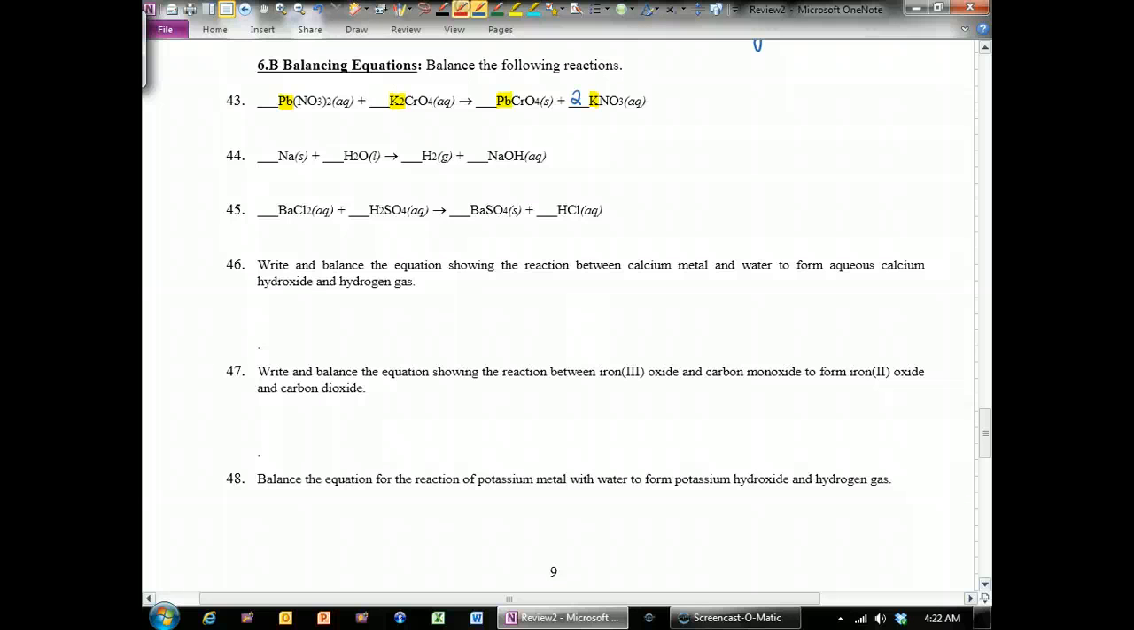Next, I'm going to look at the polyatomic ion NO3. Now the key to this is to treat the polyatomic ion as one unit. So think of this as a NO3 over here. These are together. So on this side there's 2 NO3s, but there's only one NO3 on this side. Except I have a 2 in front, which makes it so I have 2 of everything else. So the NO3s balance on both sides.